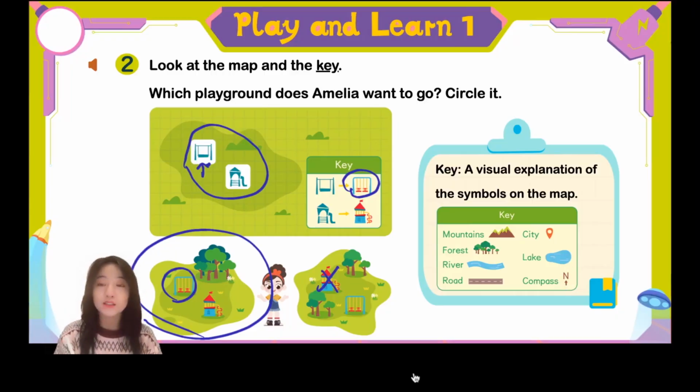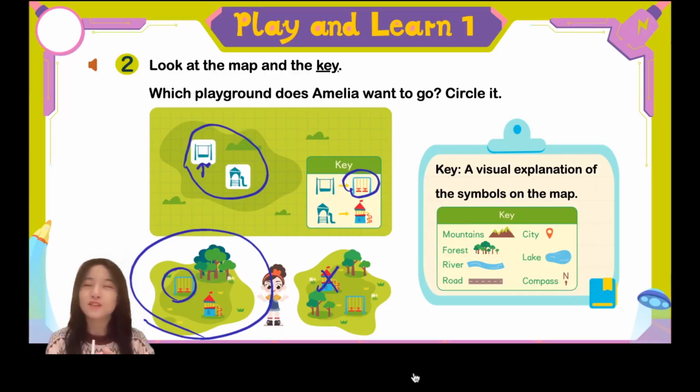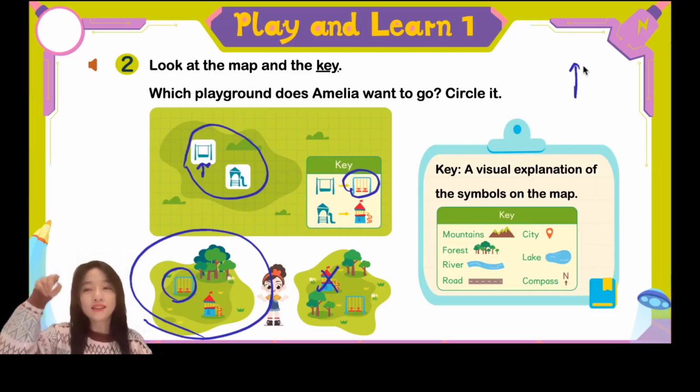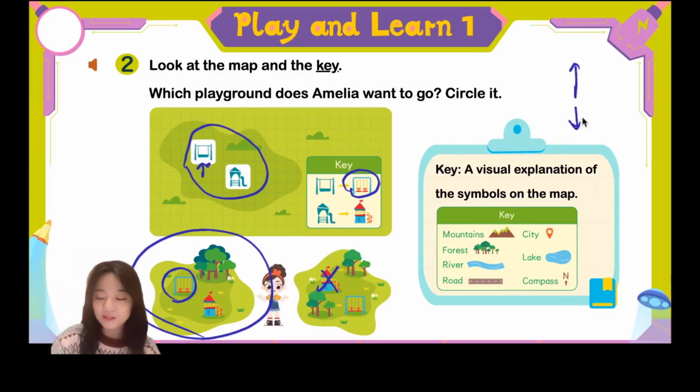N means north. But of course, now it's too hard for us. We just know that when it is pointing in this direction, it is up. And the opposite of up is, great, down.